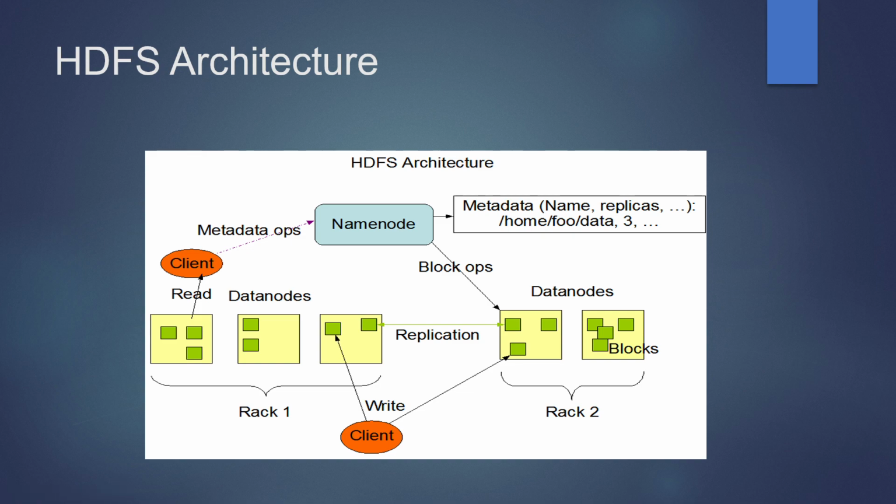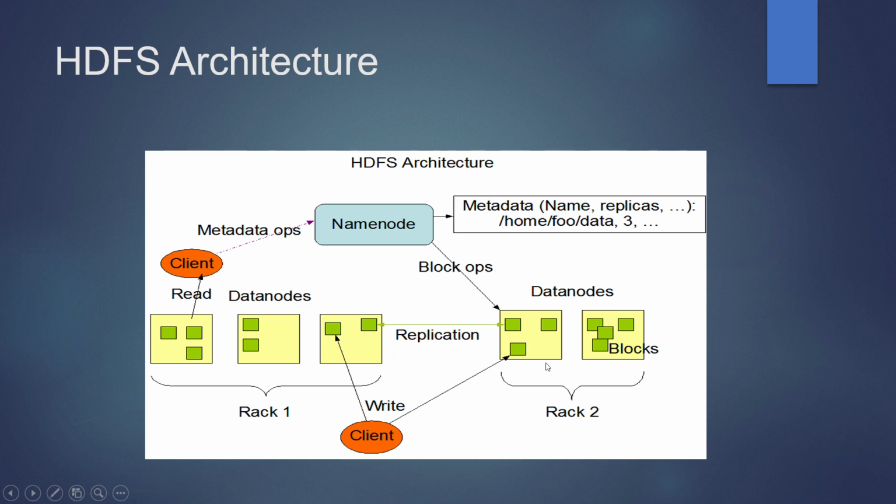We can have only one name node in a cluster. In the same way, we could have multiple data nodes in the cluster. Each node will have one data node. Here we could see 5 nodes in the cluster. Each node will have a data node.